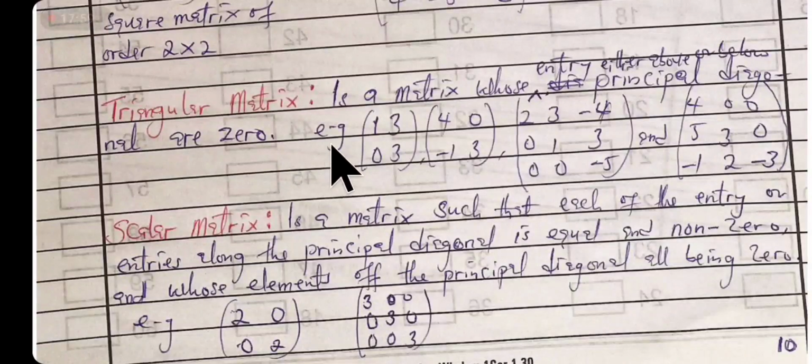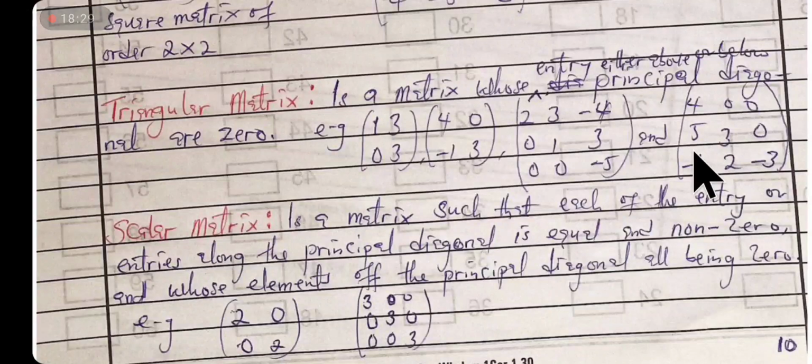Okay, so the next one is triangular matrix. What is a triangular matrix? It is a matrix whose entries, either above or below the principal diagonal, are 0. For example, 1, 3, and then 0, 3, 4, 4, 0, minus 1, and 3, 2, 3. This is another matrix. This is another matrix again.